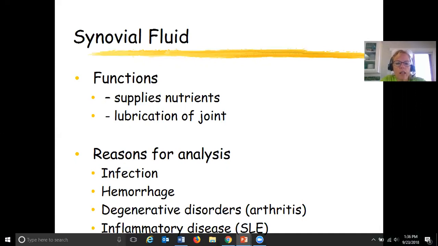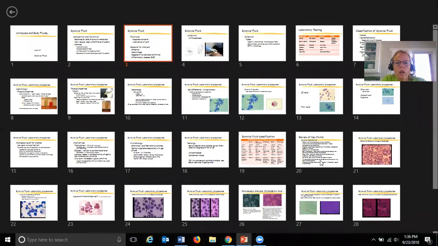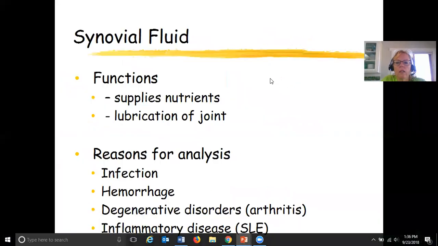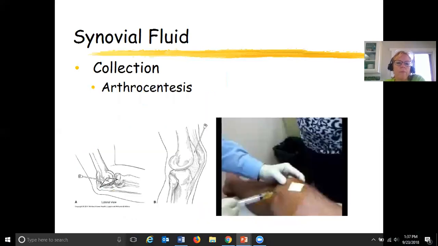Then our reasons for analysis. The reasons we analyze it are to diagnose a possible infection, to see if there's a hemorrhage in there or a bleed. We want to evaluate degenerative disorders such as arthritis, and we want to make sure there is or isn't inflammatory diseases such as lupus or rheumatoid arthritis present.